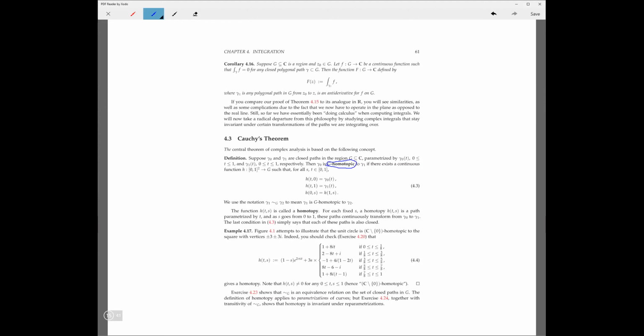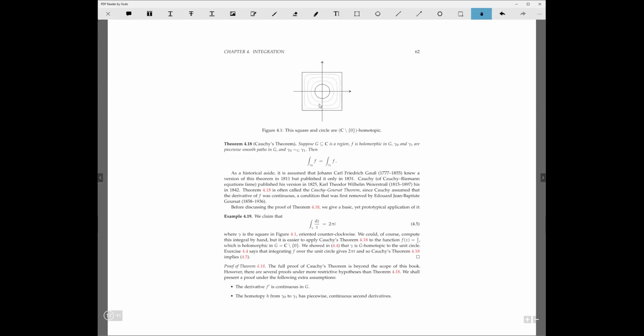And the example is, one example is these 2 curves right here. So you have this circle on the inside, and then you have this rectangle out here. Dang it, that didn't go very well. And then these 2 are homotopic, because you can continuously deform the circle into the square or vice versa.